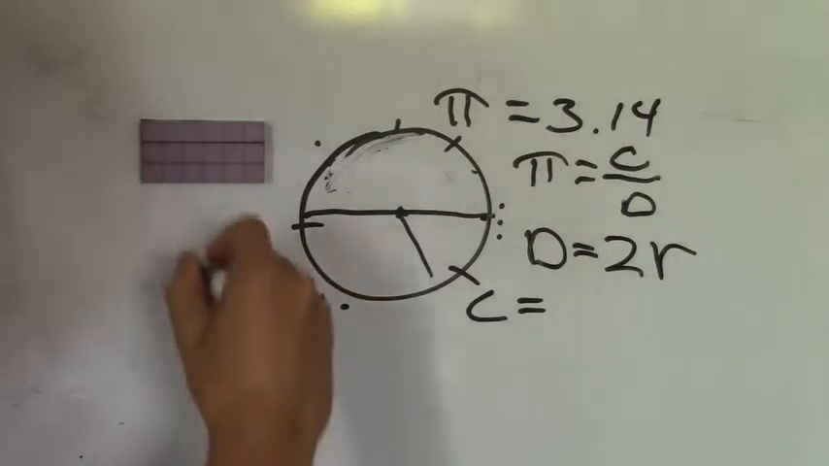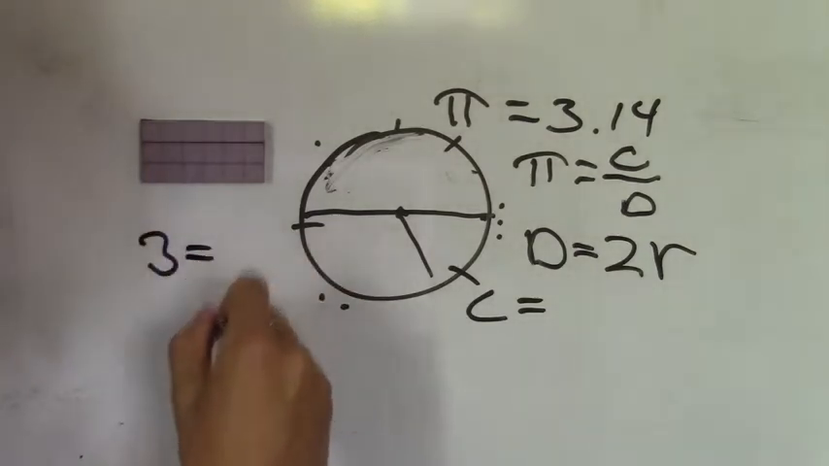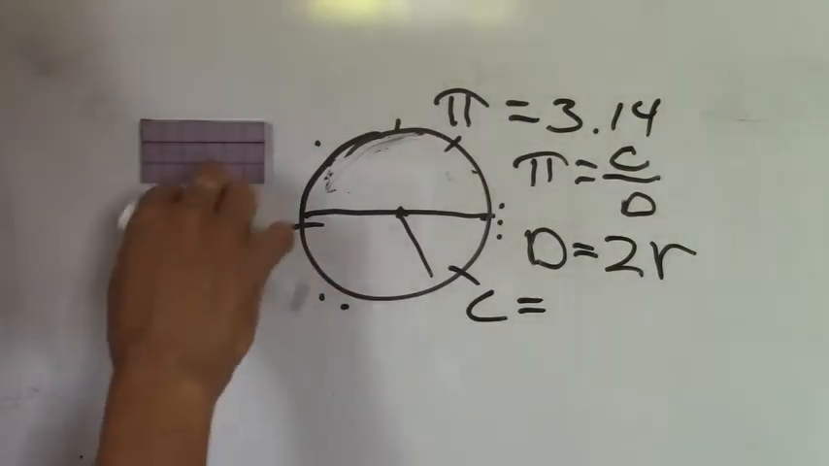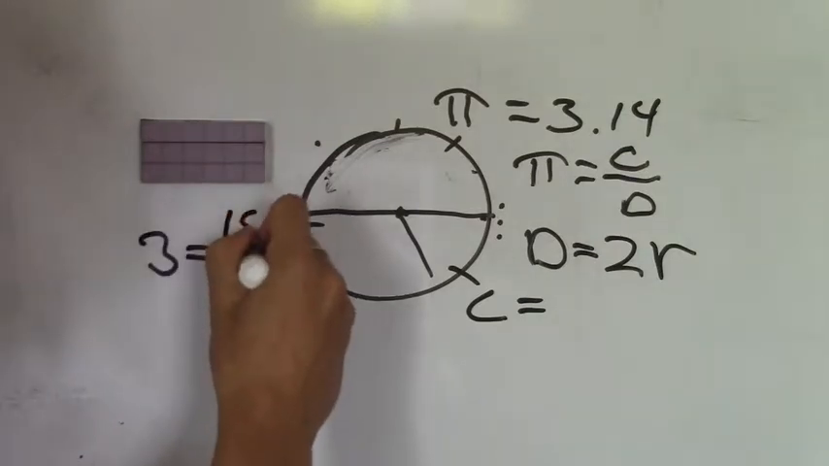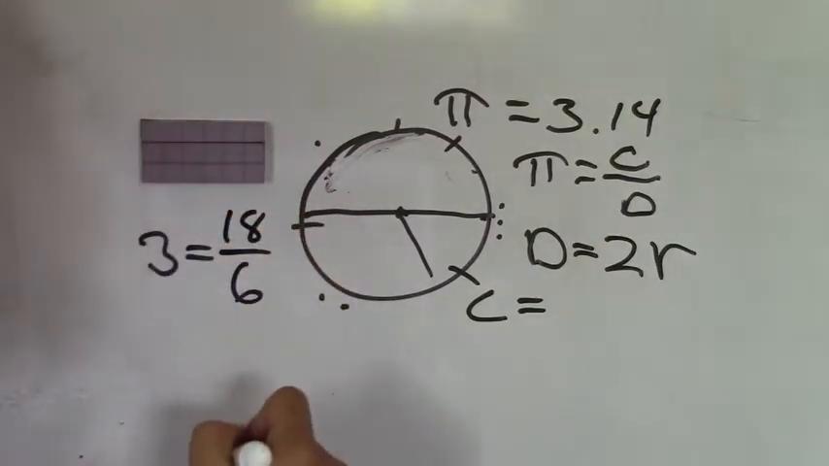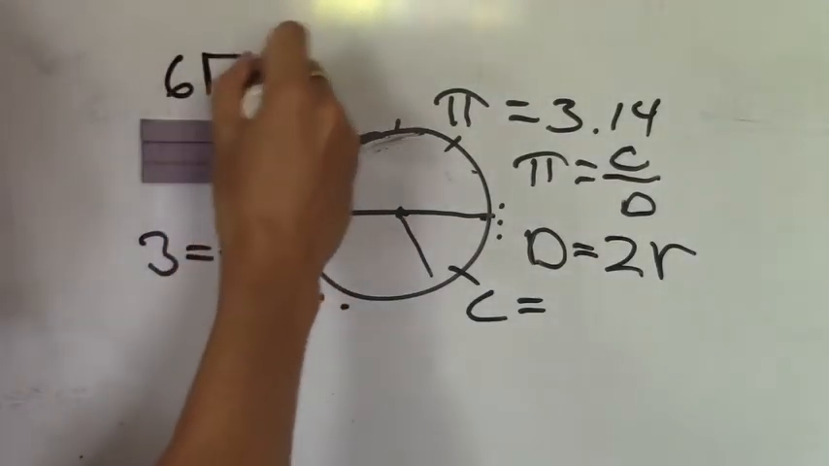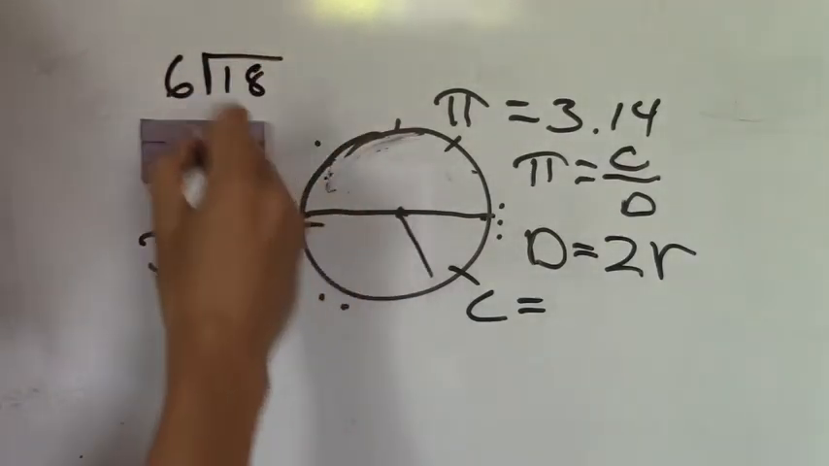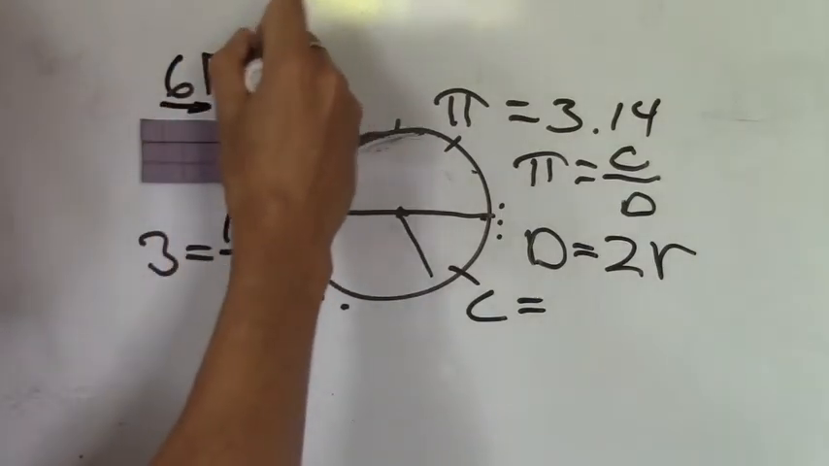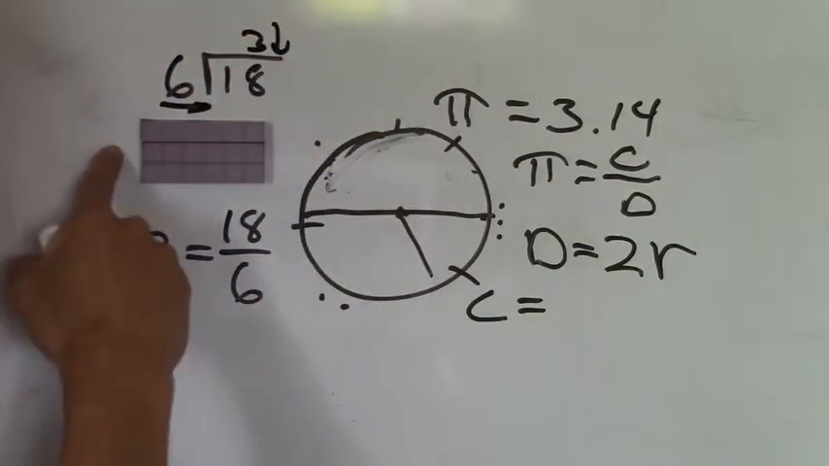So now I'm going to say that 3 is the same thing as 18 divided by 6. Can you see that? In fact, I can do this a little bit more and say that 6 is contained in 18. That's the drawing that I have here. 6 across, 3 down.